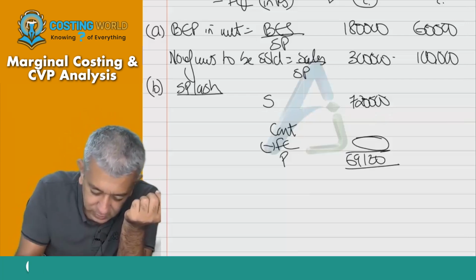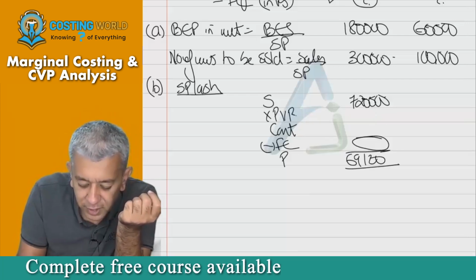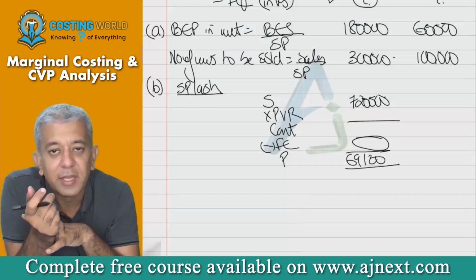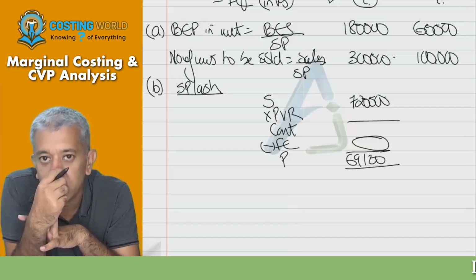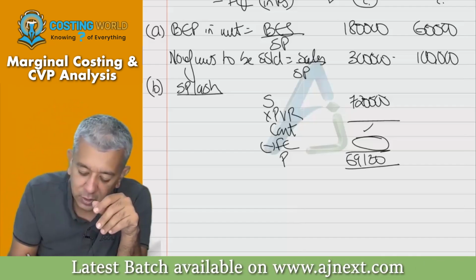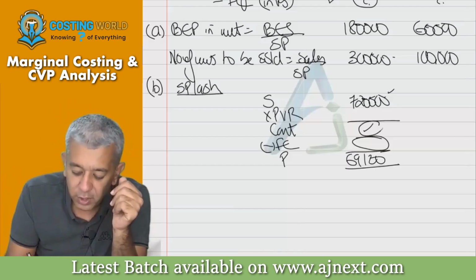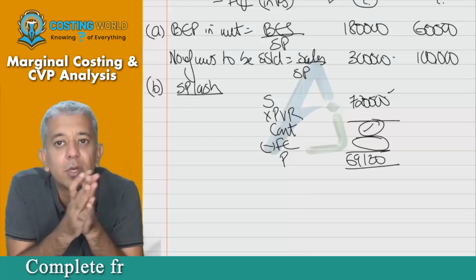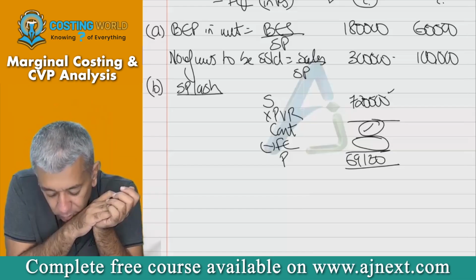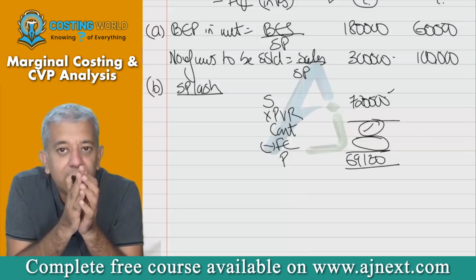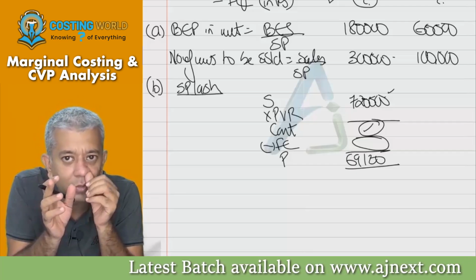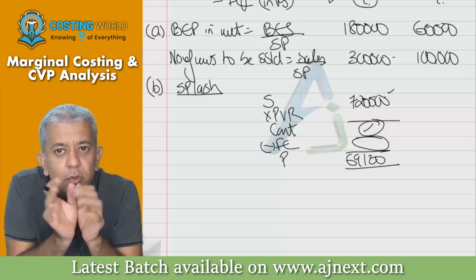Sir, can I do it like this? Sales into PV ratio will fetch you contribution. Obviously, you can. But then again, you will require PV ratio. Do you have PV ratio with you? No. PV ratio is contribution upon sales into 100. You don't have contribution. That is the problem, no? So then what to do? Somehow I'm trying to arrange for PV ratio. See, once you get your PV ratio, the question will get solved. Correct, no? So you want your PV ratio.